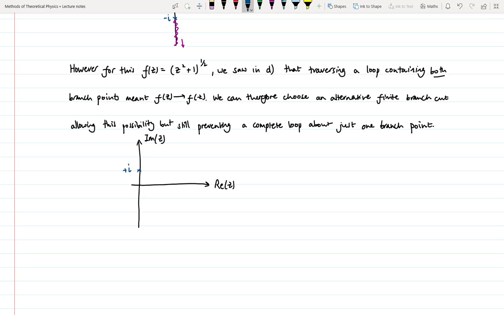We have our branch points, and now we can make a cut like this. Such a cut still prevents us from making a closed loop around only one branch point, but we can make a closed loop around both branch points. That's valid because the function does not change value after a complete circuit.